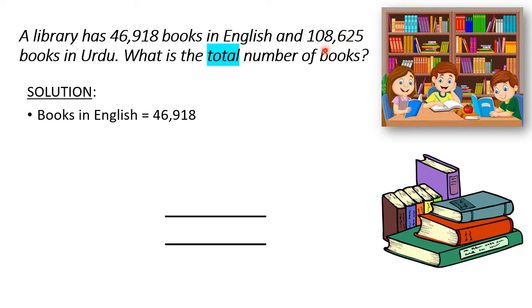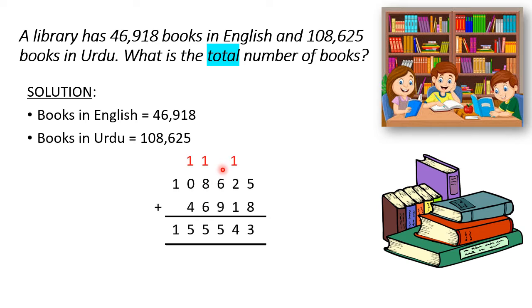And the answer will be, this is the number that represents books in a library which are in Urdu. So our second statement will be books in Urdu is equals to 108,625. Now we will copy down these two numbers in the vertical form to perform addition. Again, we will copy down the biggest number first and the smaller number second. Again, make sure that all the digits are placed correctly in their respective columns.